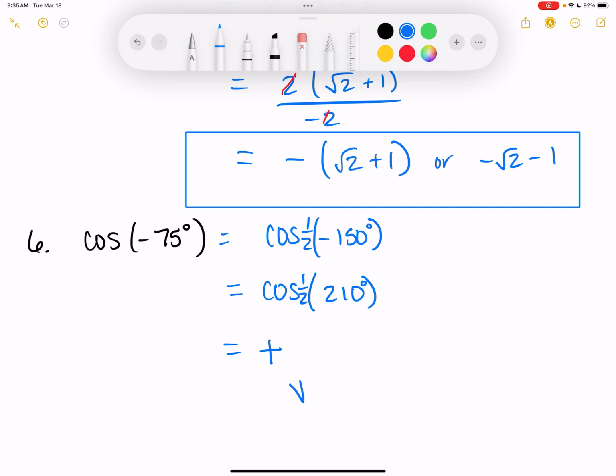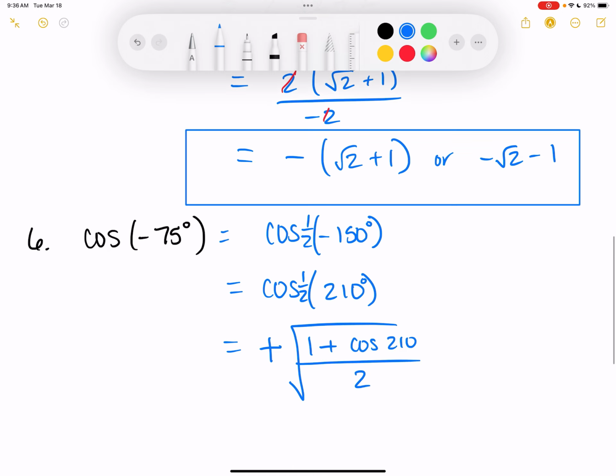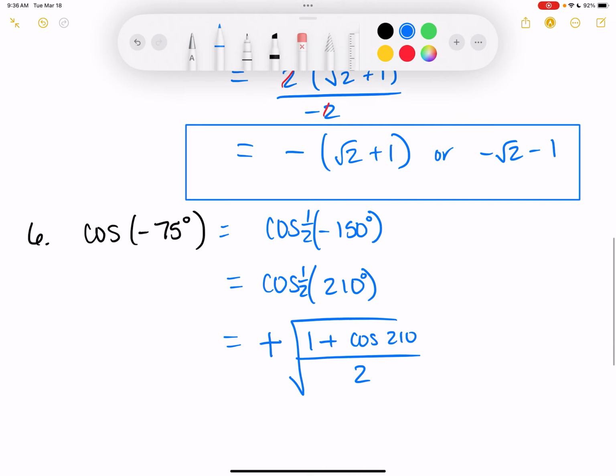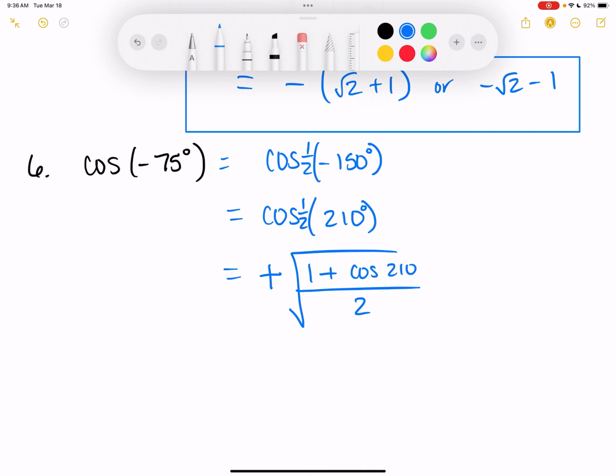Square root of 1 plus the cosine of 210 over 2. Is that right? Yes. What's the cosine of 210? Negative square root of 3 over 2.